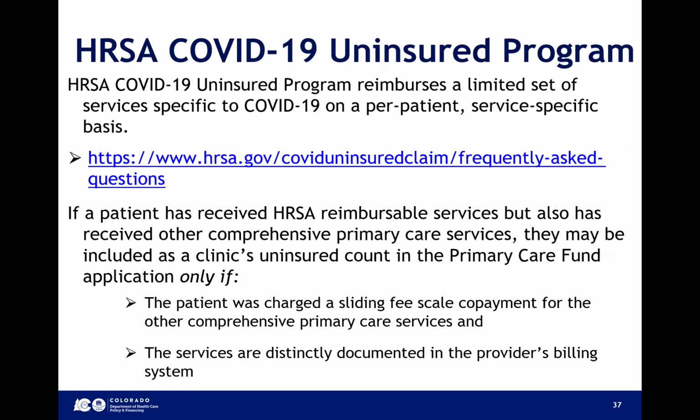Those patients should be categorized in 2C in question 1 of the application. However, if they received HRSA reimbursable services, but also received other comprehensive primary care services, then they can be included if they were charged a sliding fee scale copay for the other comprehensive primary care services, and those services are distinctly documented in your billing system.